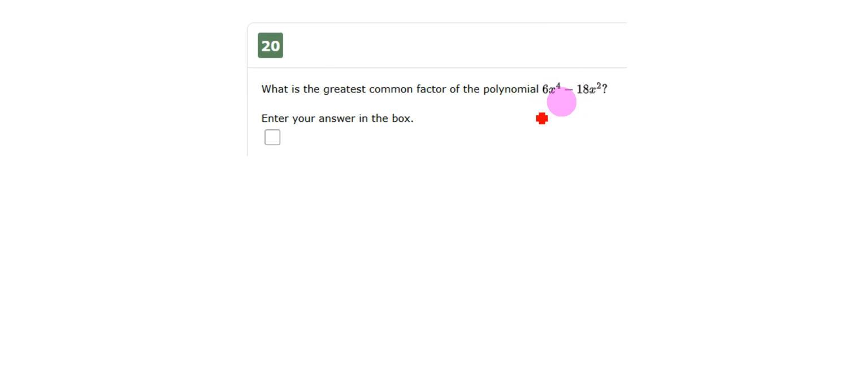Greatest common factor, well, they're both divisible by 6. And the highest power I can take out is x squared. That's it.